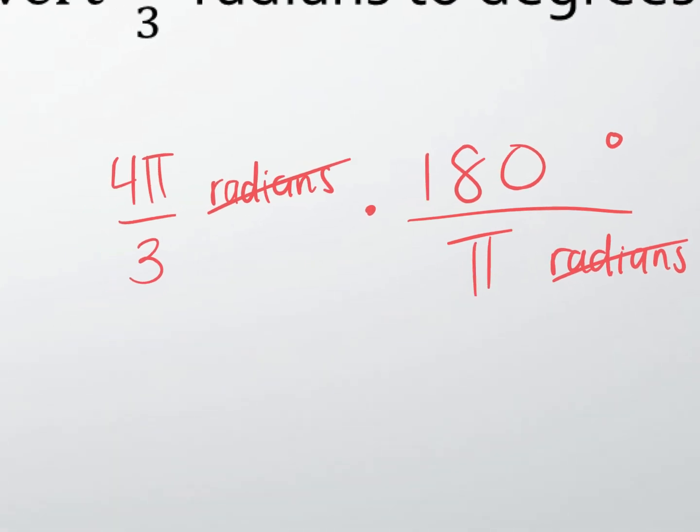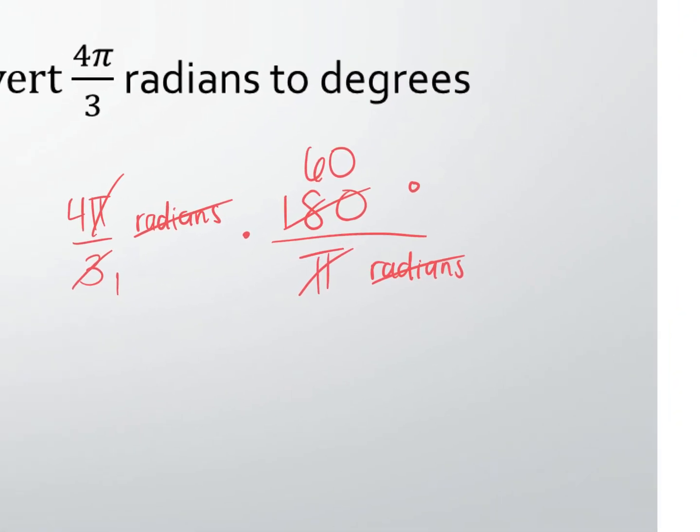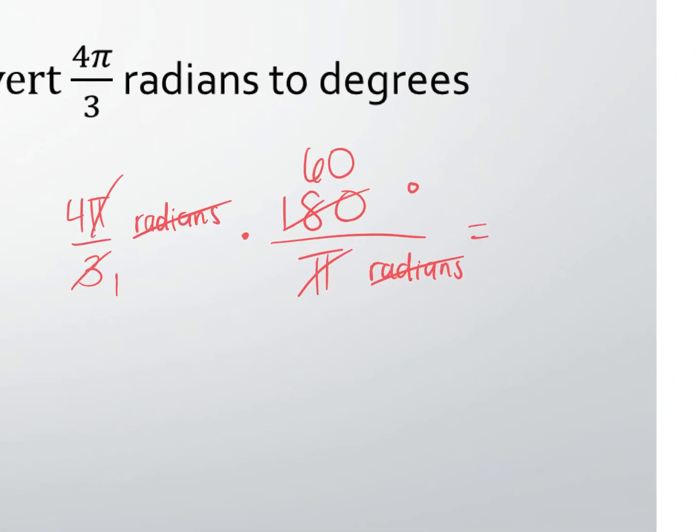Before you multiply through here, let's try to cancel some stuff out. What's going to cancel that's the same between the numerator and the denominator? The pi's will cancel, so my pi is gone. Anything else? The 3. 180 is also divisible by 3. What is it? 60. So now I'm just multiplying 4 times 60. You can use your calculator. What do I get? 240. And what units is that? Degrees. Bingo, bango.